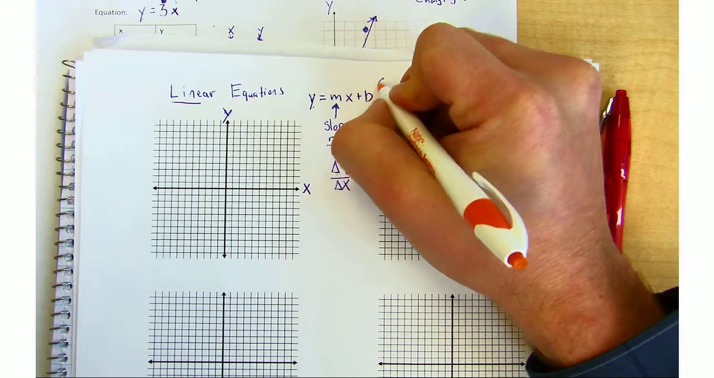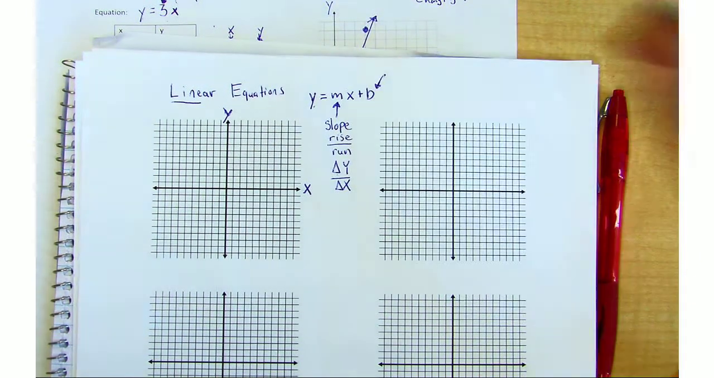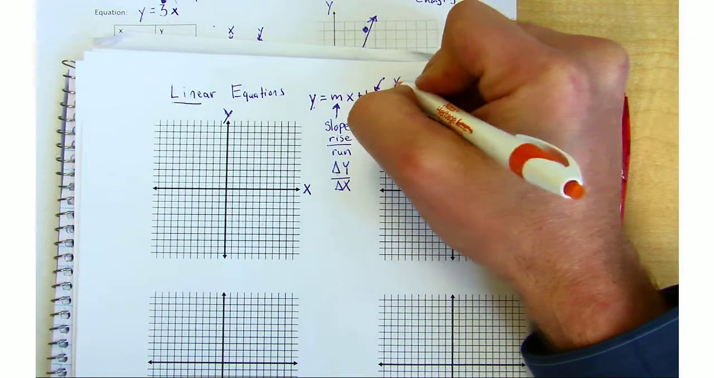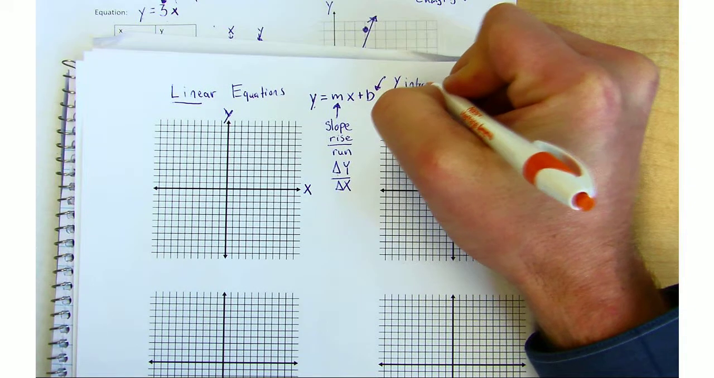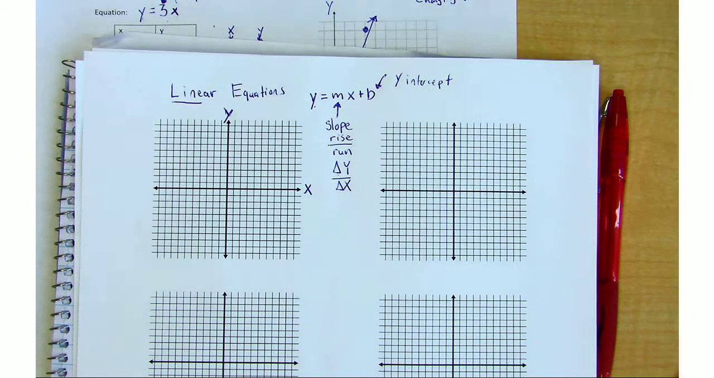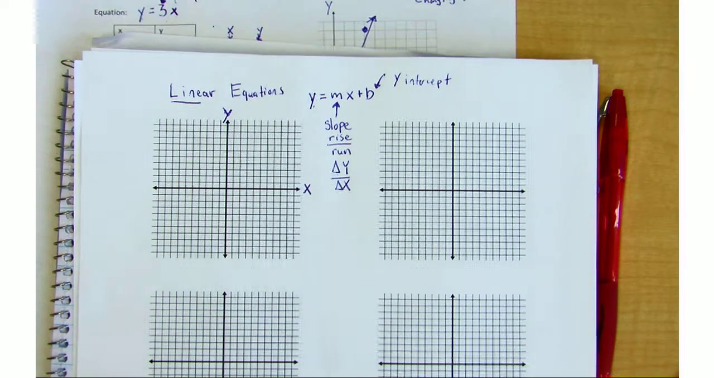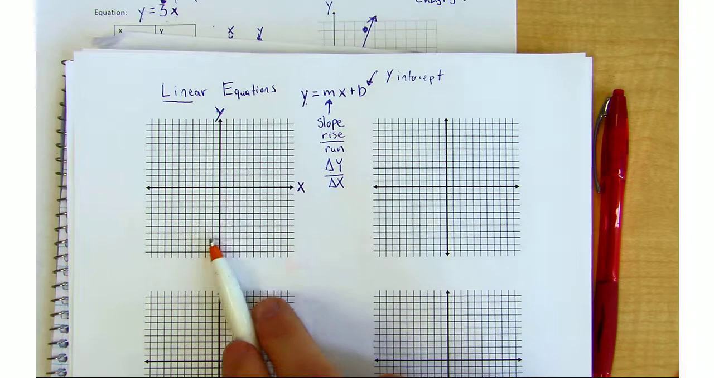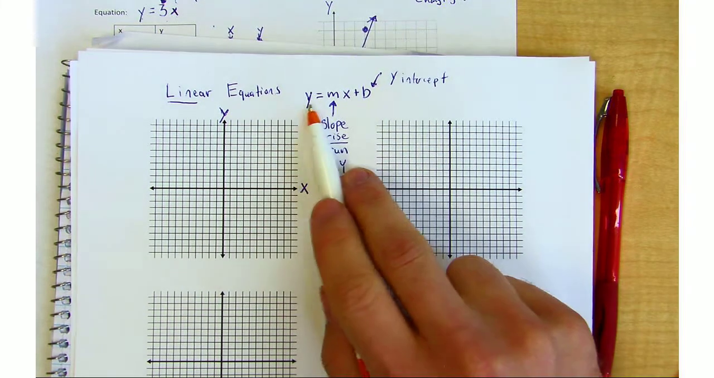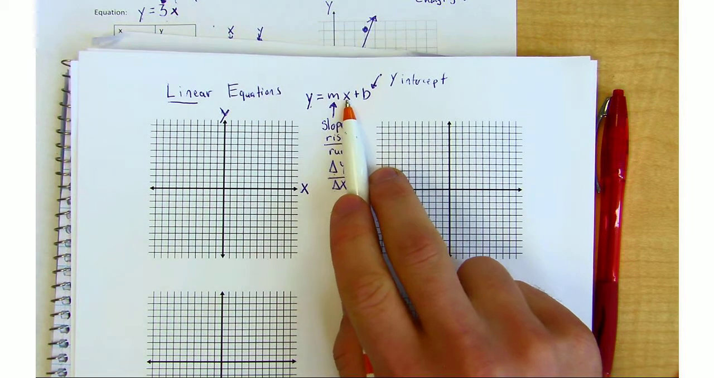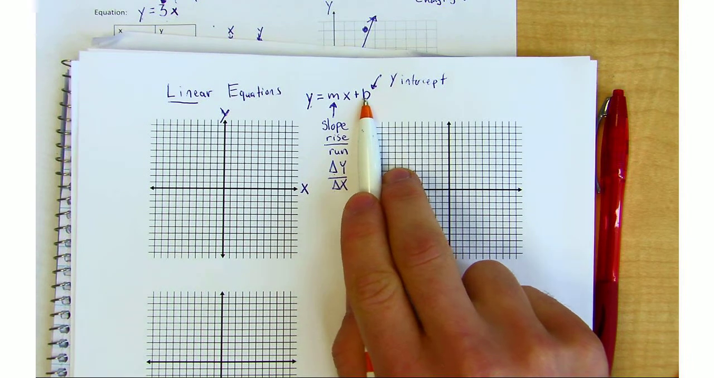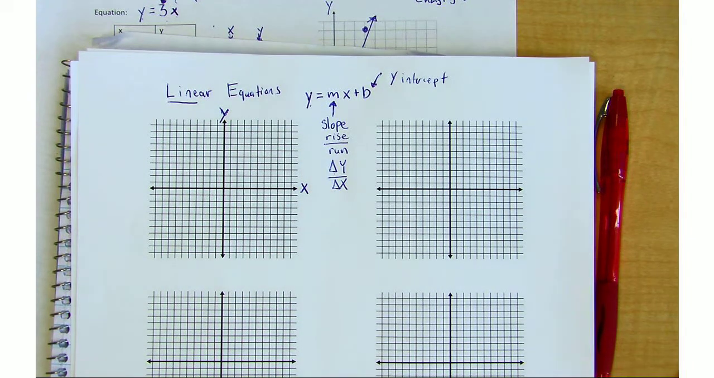And then this b, I don't know why it's a b, but it stands for the y-intercept. That means where it crosses the y-axis. So again, the y value, the x value, our slope, and our y-intercept. Last year when you did graphing linear equations as 6th graders, you probably didn't realize how much that equation would give you.